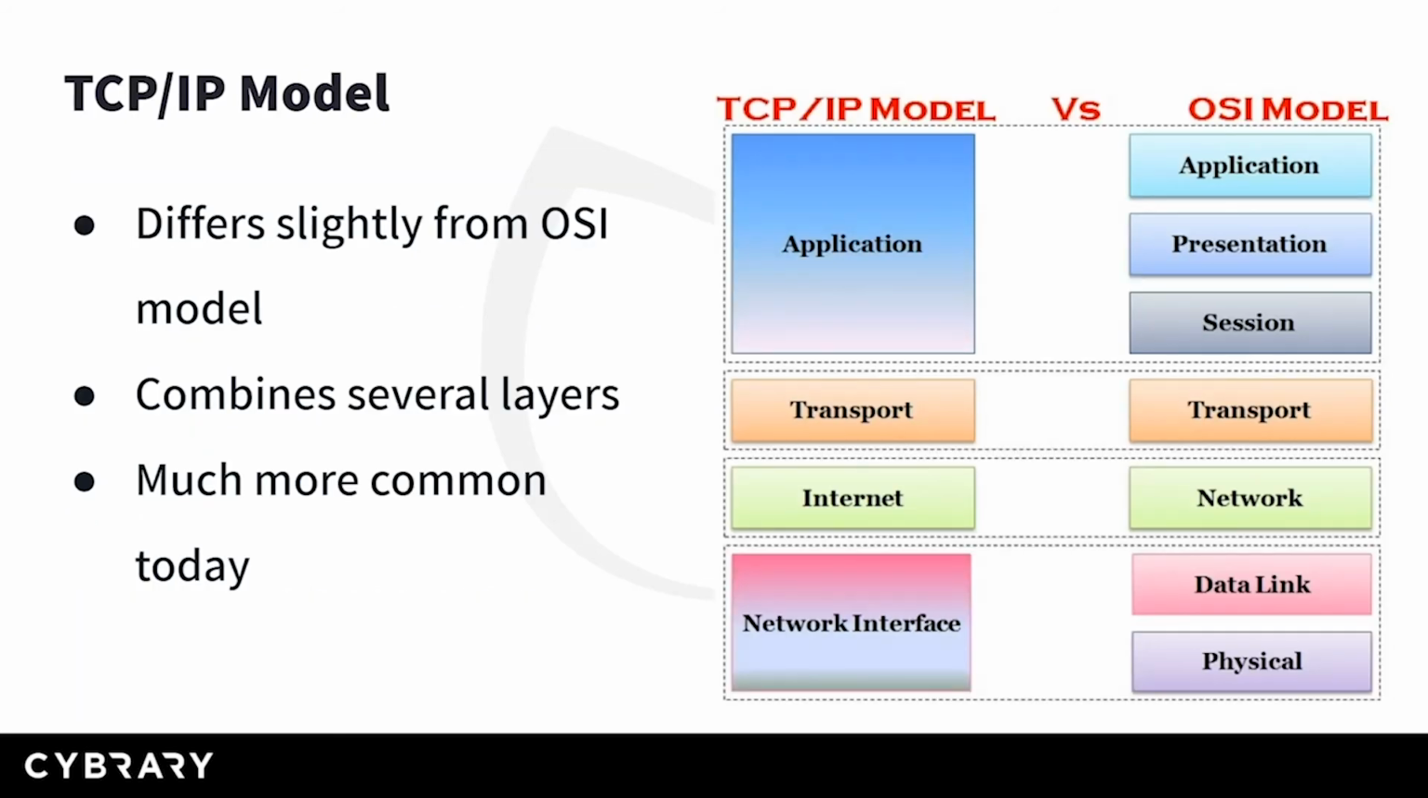Next, we're going to go over the TCP/IP model. So the TCP/IP model is also an open standard networking model. In the TCP/IP model, though, there are only 4 layers instead of 7.